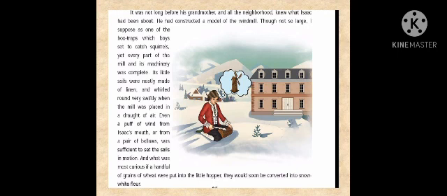It was not long before his grandmother and all the neighborhood knew what Isaac had been about. He had constructed a model of the windmill, though not so large, I suppose, as one of the box traps which boys set to catch squirrels. Every part of the mill and its machinery was complete. Its little sails were neatly made of linen and whirled round very swiftly when the mill was placed in a draught of air. Even a puff of wind from Isaac's mouth or from a pair of bellows was sufficient to set the sails in motion. And what was most curious, if a handful of grains of wheat were put into the little hopper, they would soon be converted into snow white flour.